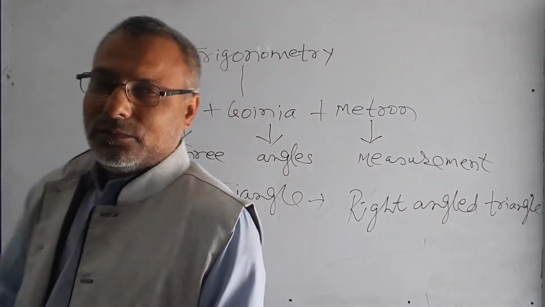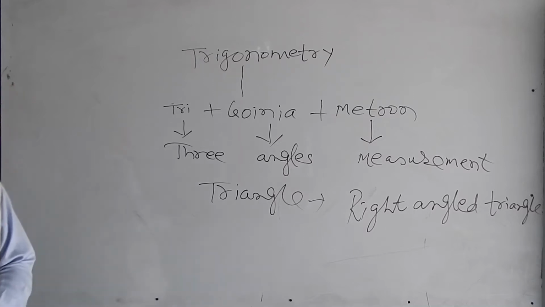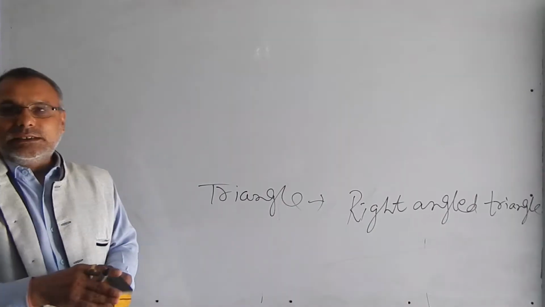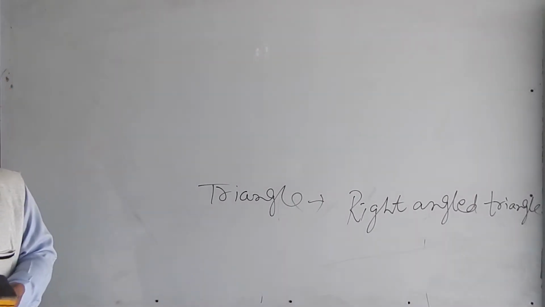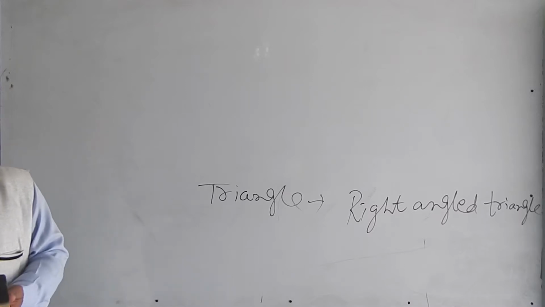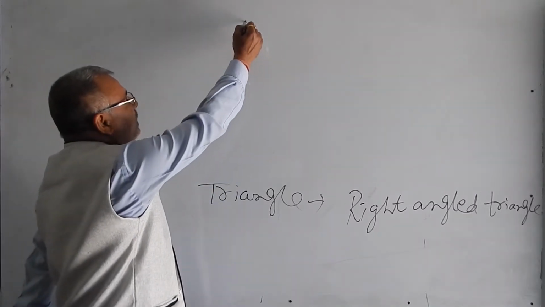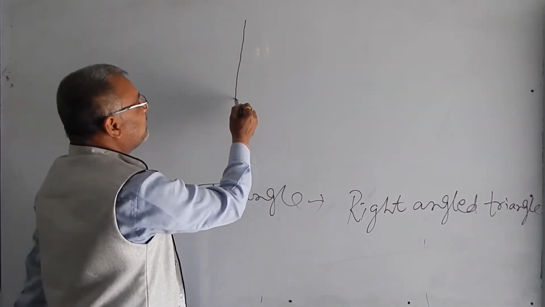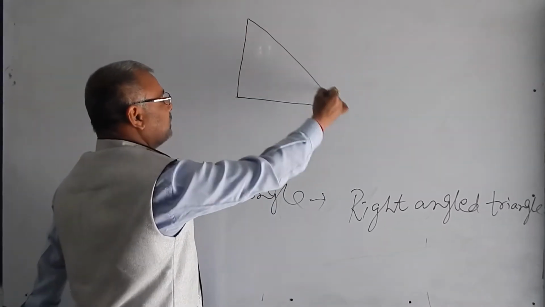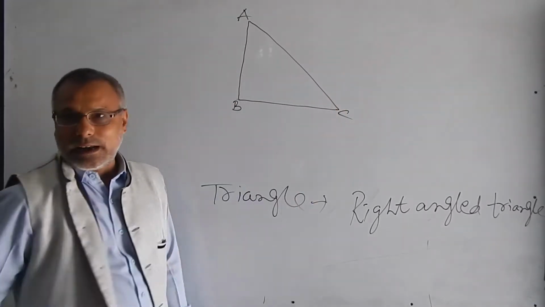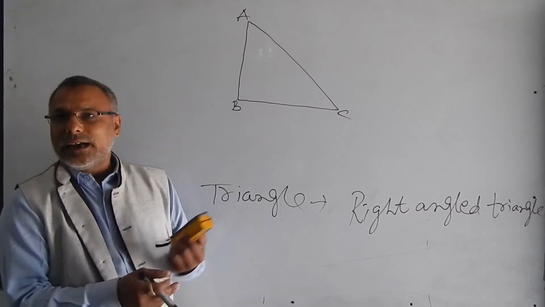In the triangle, I told you there are three angles. If one angle is 90 degrees, that triangle is called a right angle triangle. And I just told you the subject trigonometry is based on the right angle triangle. So let us discuss the right angle triangle. What is a right angle triangle? This is a figure of a right angle triangle. Why do we call it a right angle triangle?